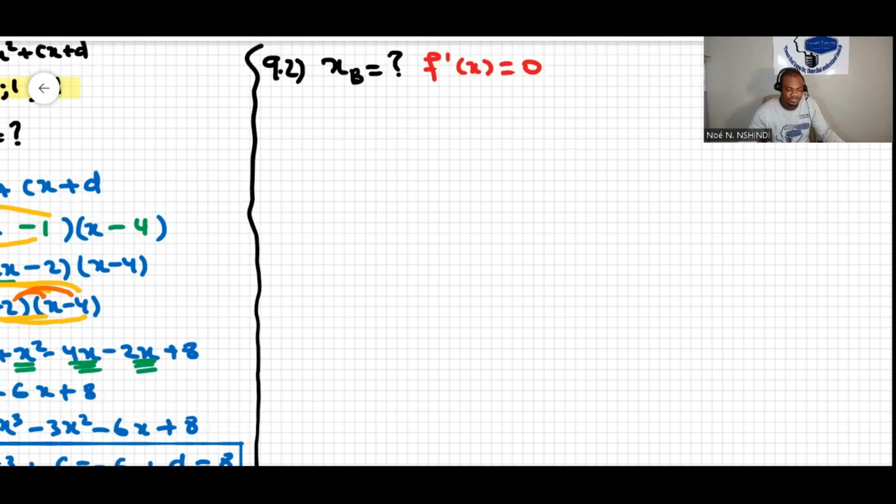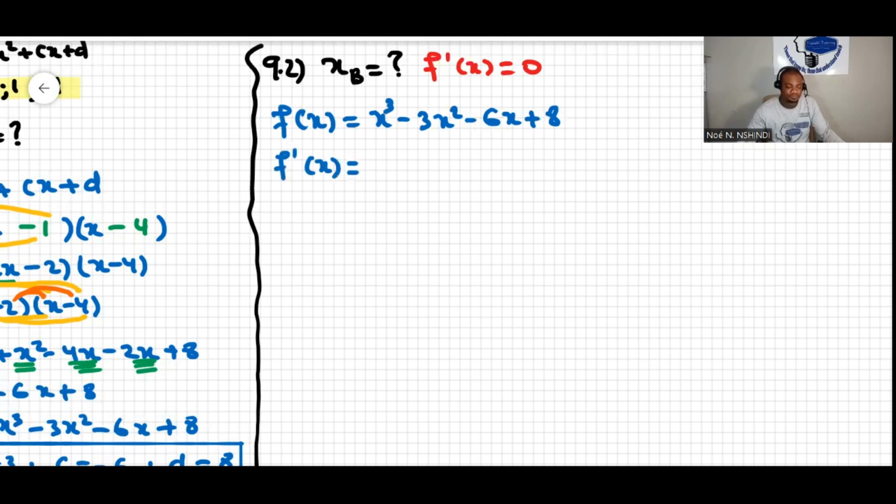The function that we got over here, we did find that f of x was equal to x cubed, and then b has the value of -3, so it's going to be -3x squared, and then c has the value of -6, so -6x, and d was equal to 8. Now we're going to find the first derivative.